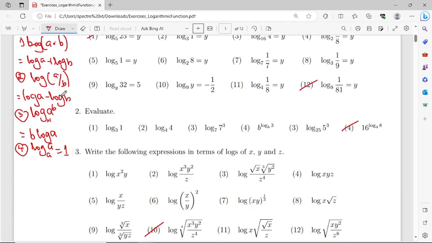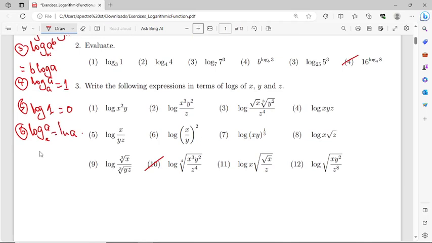You know, they are simple basic laws. Five, the log of 1 of any base is equal to 0. Six, we also have the log of a base e, which is the same as the natural log of a.